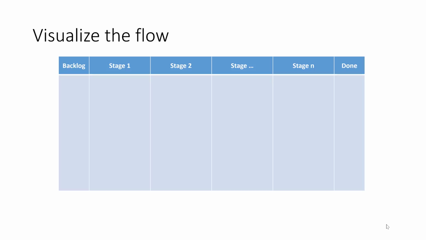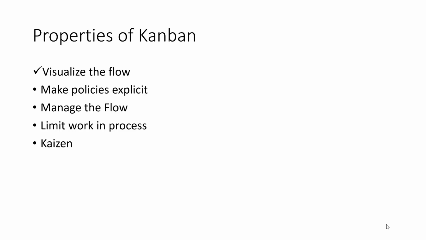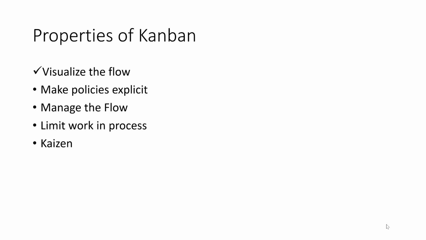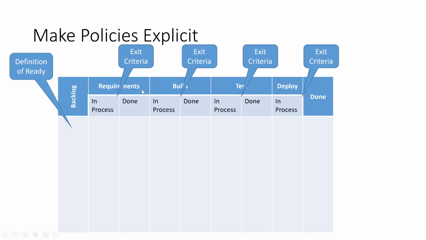So this is kind of the standard layout of a Kanban board, and you would just lay out what your process is. Your existing process, this is how we do it. Don't change anything. You're just visualizing it, right? So there you go. Visualized the flow. The next thing you want to do is make policies explicit. Well, what does that mean?